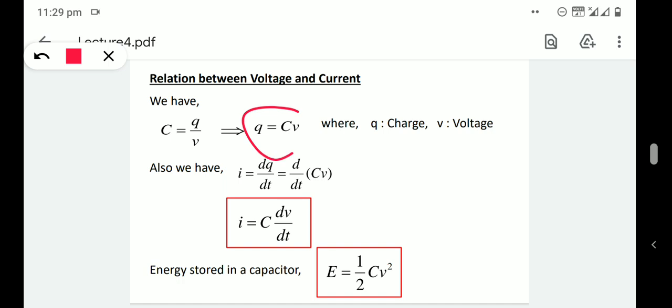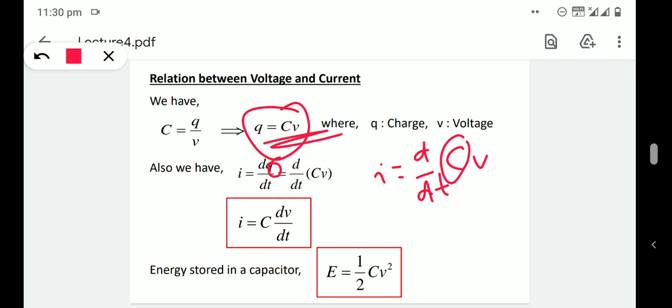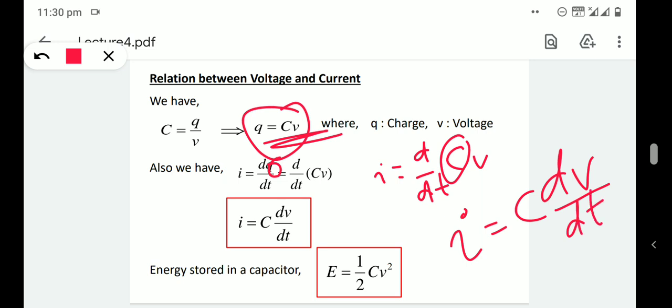From the earlier equation we have q is equal to c into v. Here I is equal to dq by dt. We substitute this equation for q, so I becomes equal to d by dt of c into v. So it is the derivative of cv, where c is the capacitance and will be constant, and voltage will be a variable. So I becomes equal to c into dv by dt.